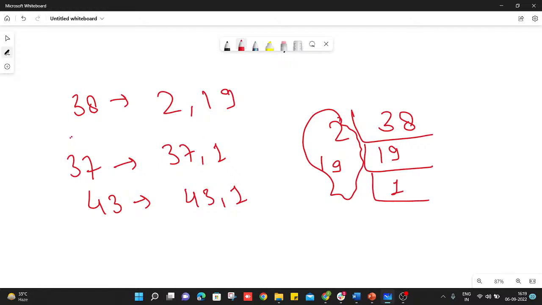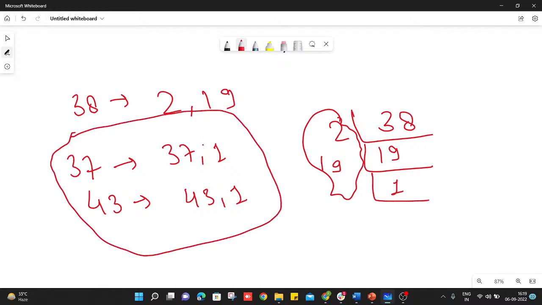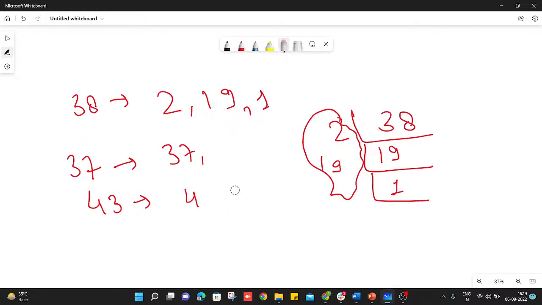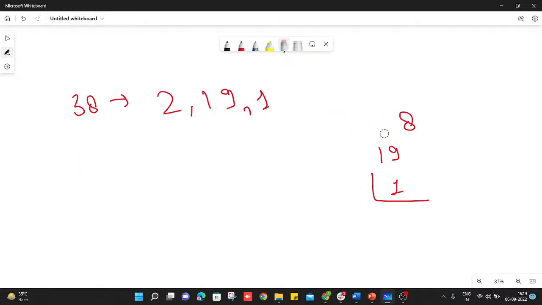Do you find any common factor between 37 and 43? The only common factor is 1. Even here, the only common factor will be 1, because 1 is a factor of every number. So no matter what numbers you have, 1 is going to be a common factor of all the numbers.